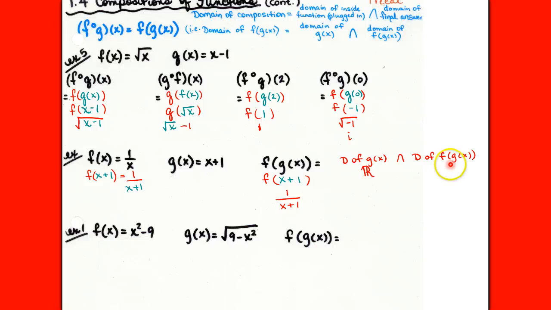And then I need to look at the domain of my final answer, f of g of x. So when I'm looking at 1 over x plus 1, I don't have a radical, but I do have a denominator. So I am going to have to make an exclusion. So what do I need to exclude? Negative 1, right, because that's where my function is going to be equal to 0 in the denominator, and I can't have that. So all I need to do is say the denominator can't be equal to 0. That means x plus 1 can't equal 0, so x can't equal negative 1.